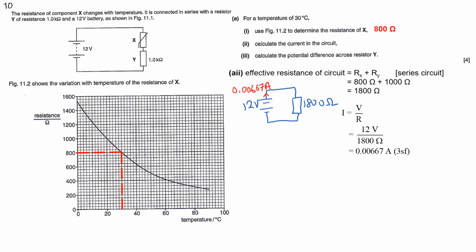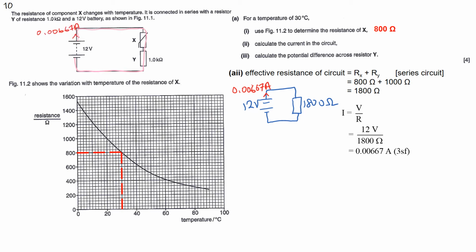V equals IR, so I is V over R. 12 volts divided by 1800 ohms gives us a current of 0.00667 ampere to 3 significant figures. Reminder, no fractions in physics. Since this is a series circuit, the same current of 0.00667 ampere flows through the entire circuit.